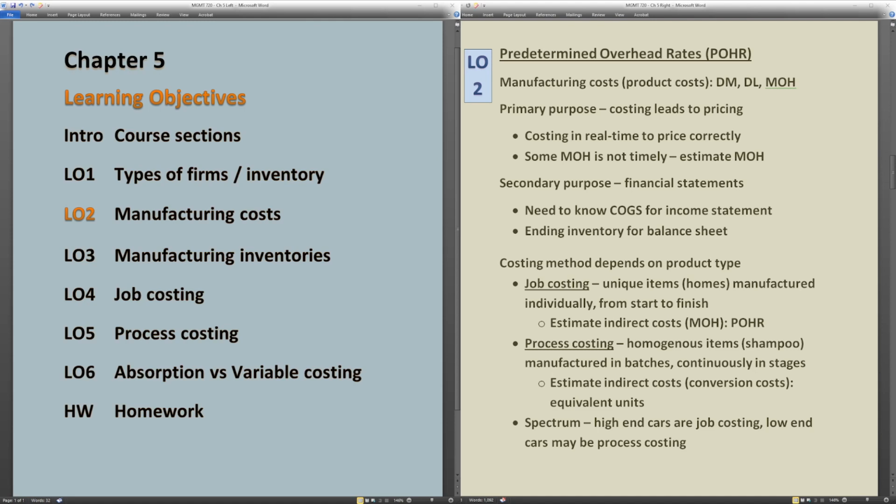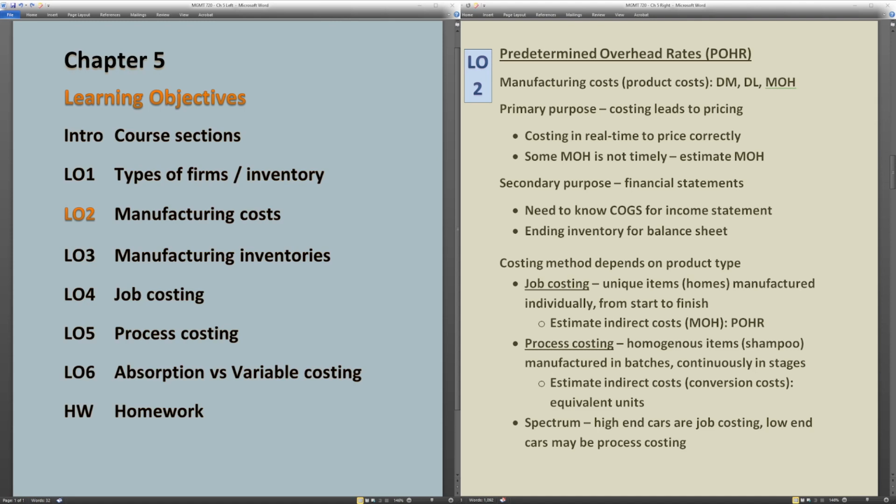Remember, most of financial accounting is two things. We want to know how to increase or decrease various accounts, like how to increase AR, decrease AR. And then we want to know how do we value those accounts at the end of the period so we can put them on the financial statements. So we are primarily focused on these three costs: direct materials, direct labor, and manufacturing overhead, so that we can price correctly and timely. But a secondary purpose is we will end up knowing what the ending inventory and the cost of goods sold are as we do our calculation.